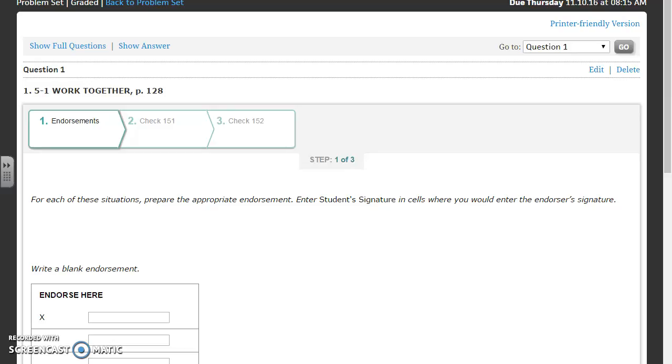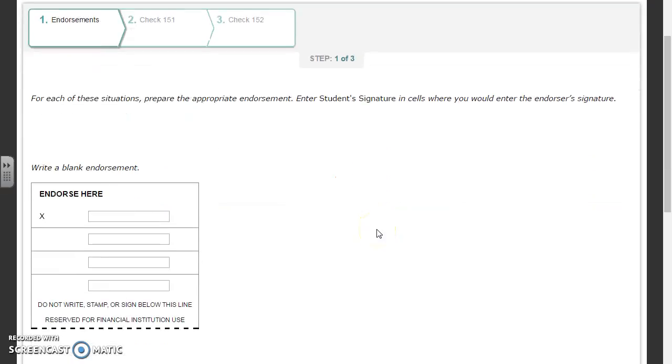So in the first step for 5-1 Work Together, your endorsement step, it says for each of these situations, prepare the appropriate endorsement. Enter student signature in cells where you would enter the endorser's signature. So please remember that anytime you're signing anything for these assignments, you need to make sure that you enter the word student signature anywhere that you would typically enter your name as a signature.